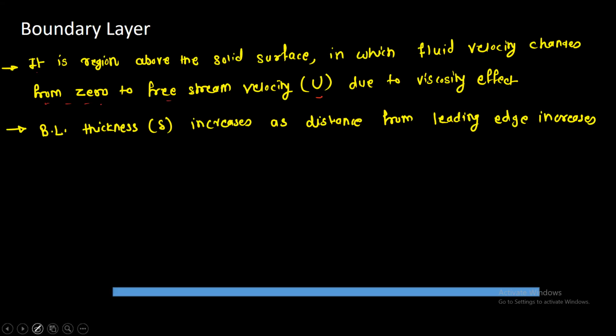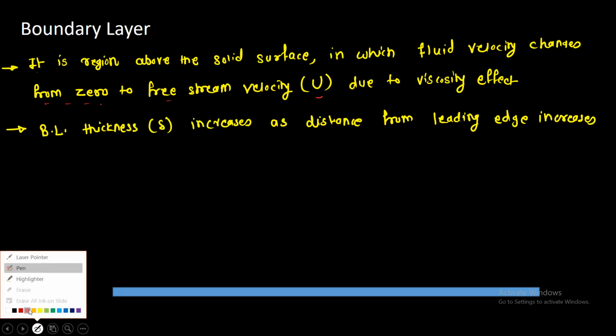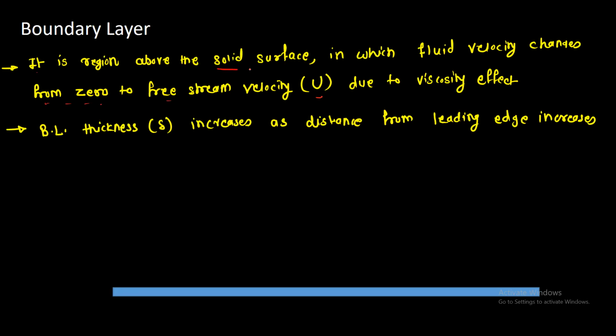So boundary layer is the region in the space, or region above the solid surface, in which the fluid velocity changes from 0 to free stream velocity U due to the viscosity effect. So basically the boundary layer is formed because of viscosity effect, and the boundary layer thickness, which is delta, increases as the distance from the leading edge increases. So let us understand the concept of boundary layer with the diagram.